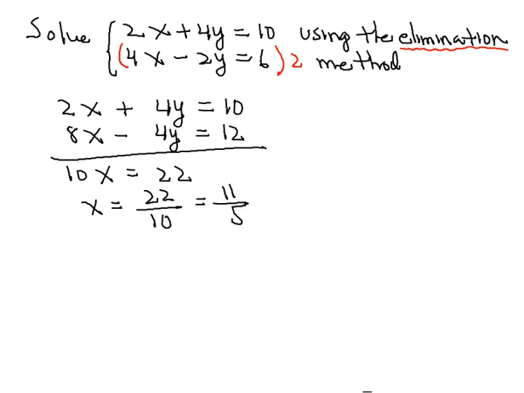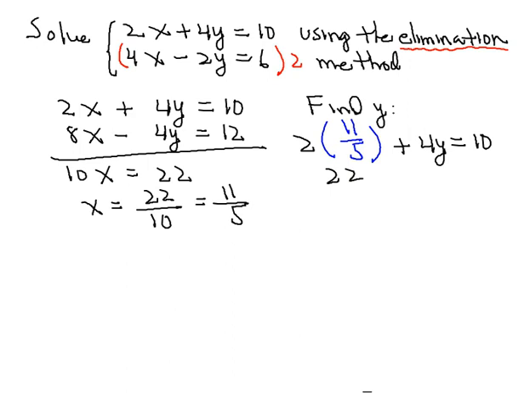11 all over 5. Now to find the y value, what we'll do is substitute the 11/5 back into either of the original equations. And I think I'm going to use the first equation just because it looks a little bit simpler. The coefficients are smaller, so we're next going to find y. So let's take the first equation. I'm going to substitute then into the first equation 11 over 5, and plus 4y is equal to 10. So we'll have 22/5 plus 4y is equal to 10.